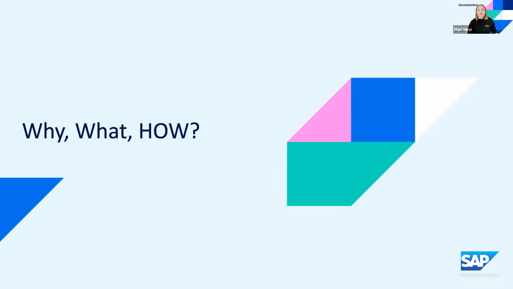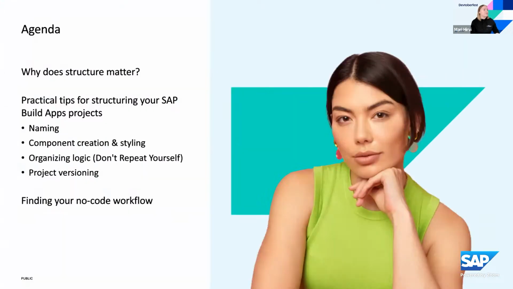But what I really wanted to highlight today is the how. From my perspective, how you can really bring your SAP Build Apps projects from good to great is to focus on the how of things. So how do I create projects that don't only work well and look great, but are also structured in a way that makes sense and is sustainable for the future? Structure is really the keyword that we're looking at today.